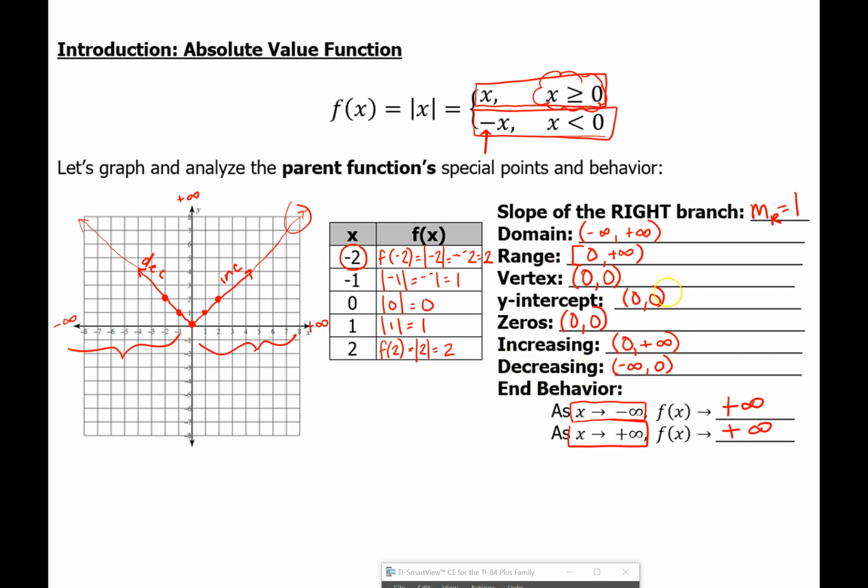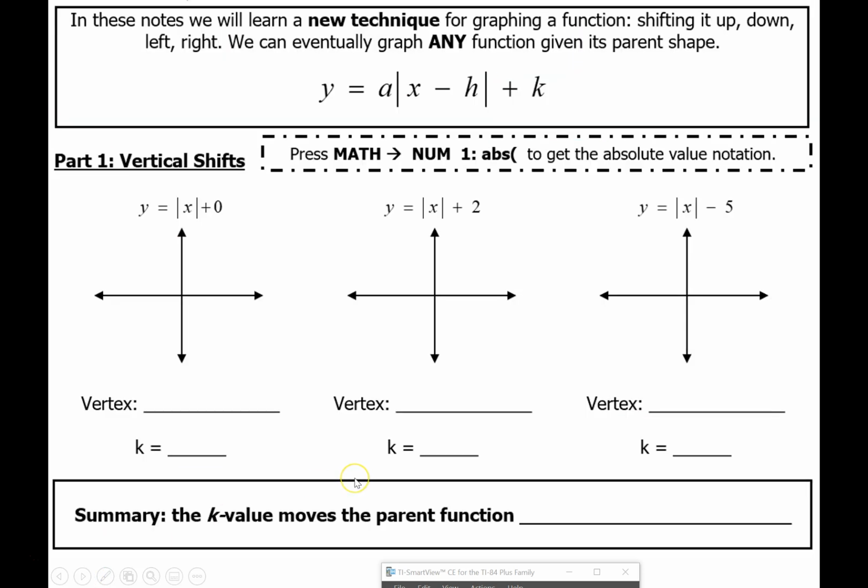This will always be the parent function, meaning just the absolute value of x, nothing fancy going on with it. Vertex is at 0, 0. And these are going to shift around a little bit depending on what changes in our equation. So let's go look at some of the possible changes now.